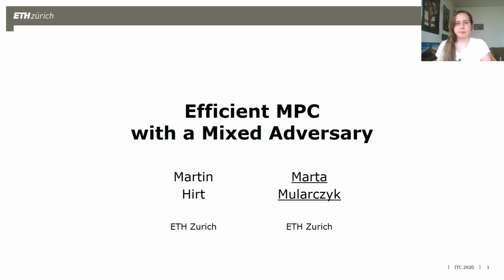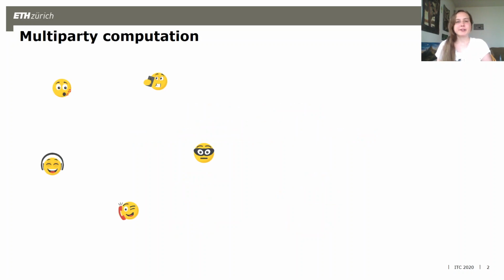This is about efficient MPC with a mixed adversary, and it's a joint work with Martin Hirt, and we're both from ETH Zurich. So this is about multi-party computation, or MPC, where a bunch of users want to evaluate some joint function of their input without revealing anything about their input to the other users.